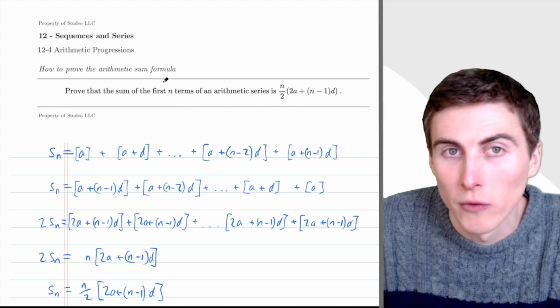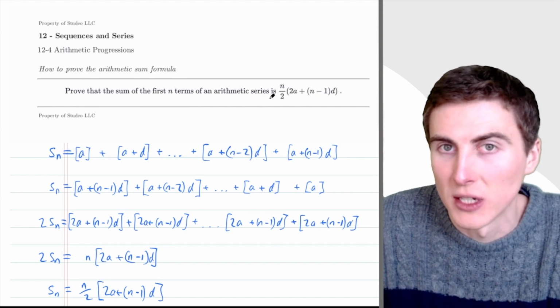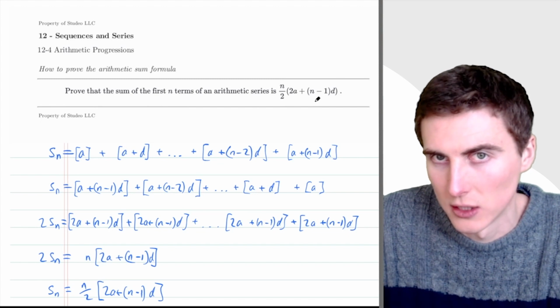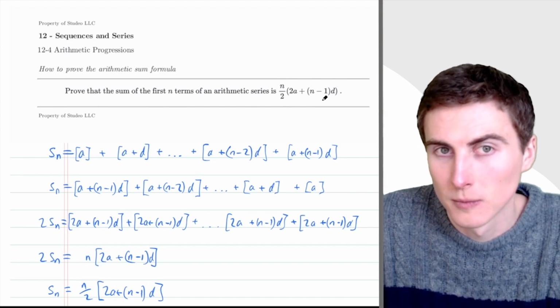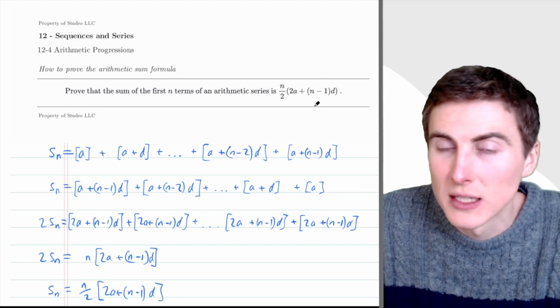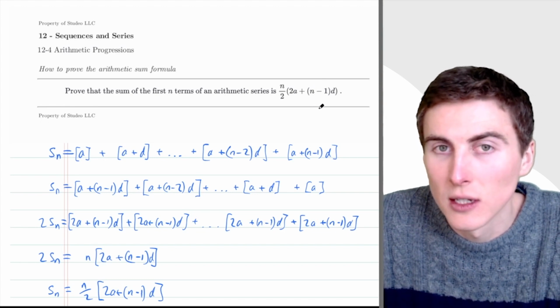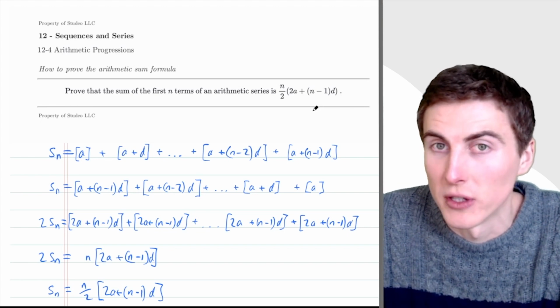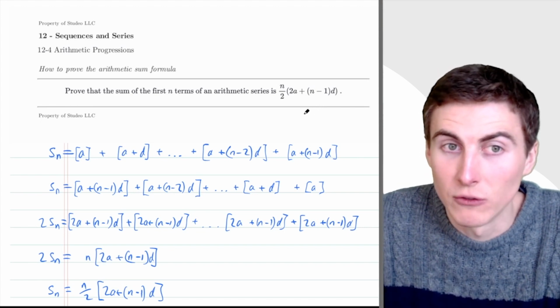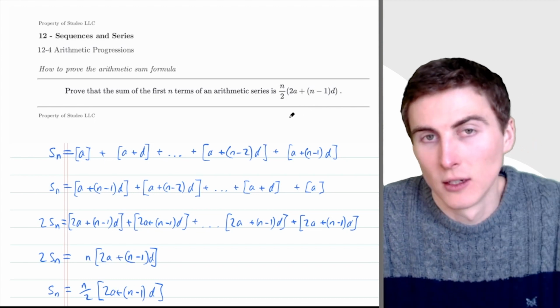Prove that the sum of the first n terms of an arithmetic series is this stuff. So you basically need to derive this yourself. And to be fair, it's not easy. It's pretty complicated, and particularly if you hadn't seen it before, I'm not sure there's any way you'd really come up with it yourself. But if you learn the steps, it's really not that bad.